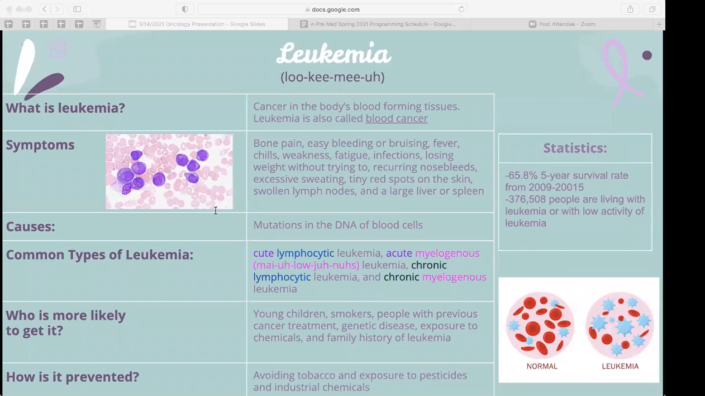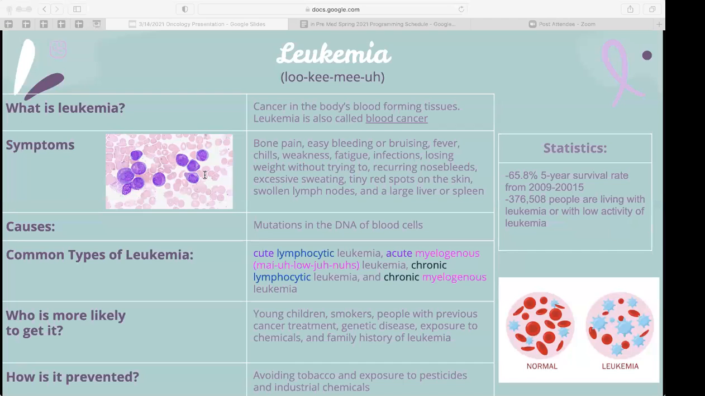So while there isn't a specific cause of leukemia, there are things that can cause mutations in your cells, such as smoking and radiation. Now you might be wondering, what types of leukemia are there? The types of leukemia are acute lymphocytic leukemia, acute myelogenous leukemia, chronic lymphocytic leukemia, and chronic myelogenous leukemia. You may have noticed that all of these types are either acute, chronic, lymphocytic, or myelogenous.